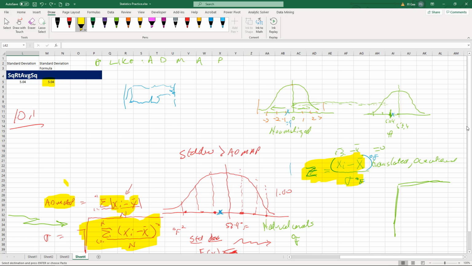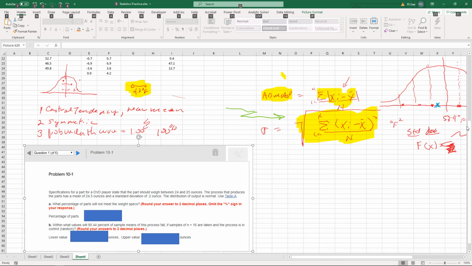Let's take a look. I'm going to go capture problem 10.1. Okay, so I've dropped in the problem here. I've reproduced it. If you read through this, specifications for a part for a DVD player state that the part should weigh between 24 and 25 ounces. The process that produces the parts has a mean of 24.5 and a standard deviation of 0.2 ounce. How do we use this information here? The distribution output is normal. We assume it's normal because why would we waste our time if it was anything but normal?